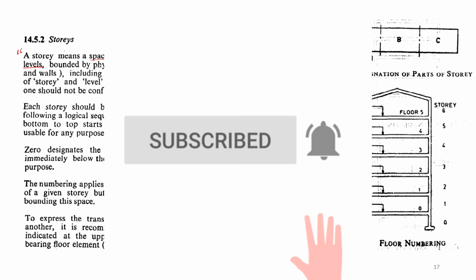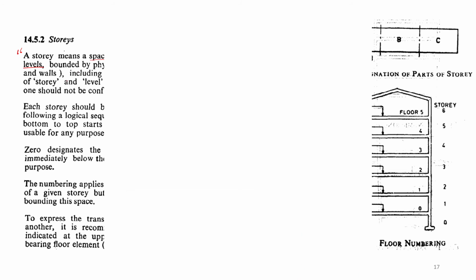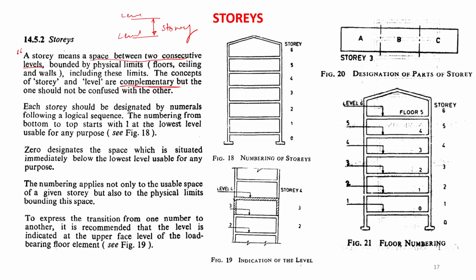Bounded by the physical limits like floors and ceiling, including these limits. The concepts of story and level are complementary, like they are a little bit opposite to each other, but one should not be confused with the other. Story zero designates the space which is situated immediately below the level. So let's directly go into figure number 18.